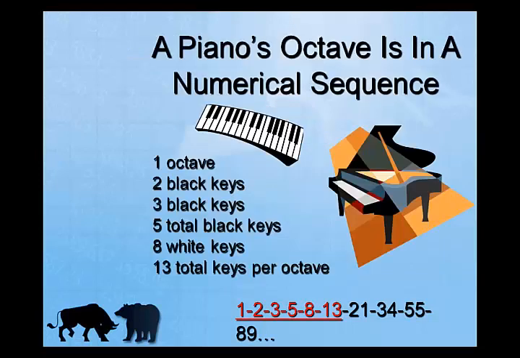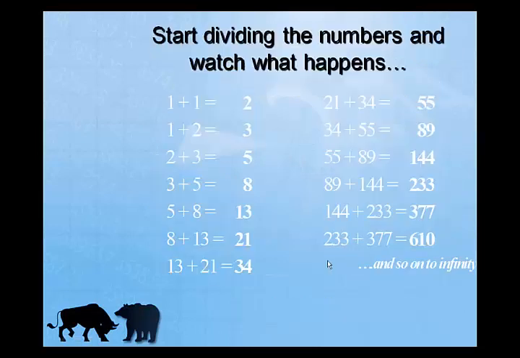We also see a piano has a numerical sequence. One octave has 2 black keys, a total of 3 white keys, a total of 5 black keys, a total of 8 white keys, for 13 total keys per octave. And you see the 1, 2, 3, 5, 8, and 13.